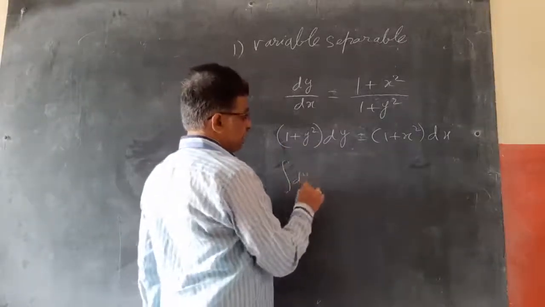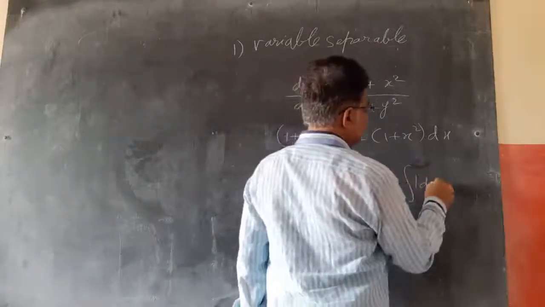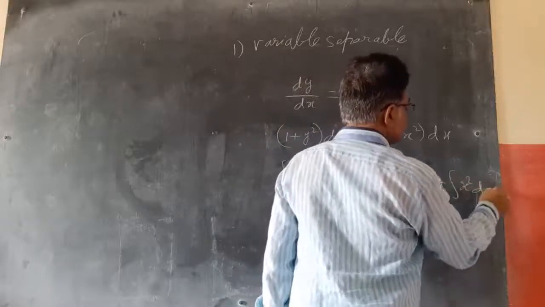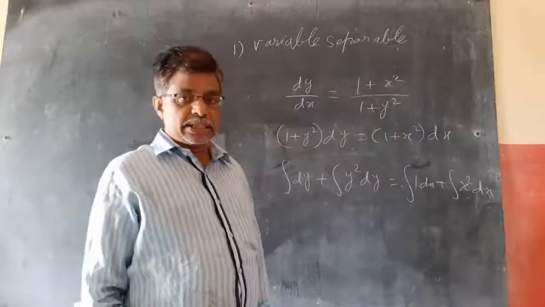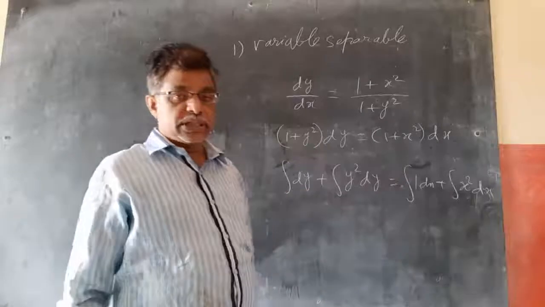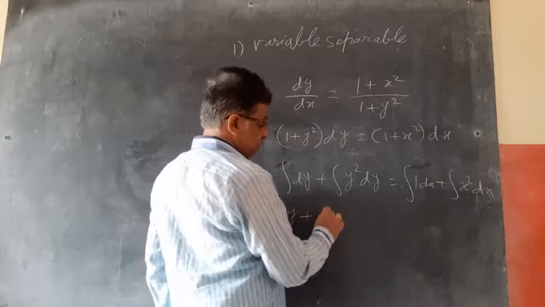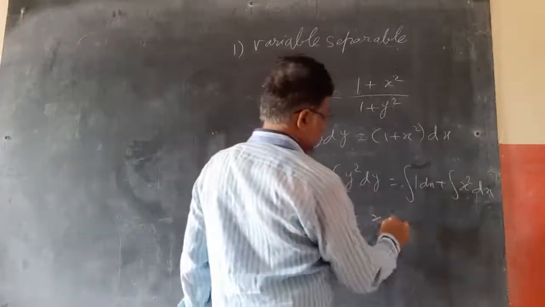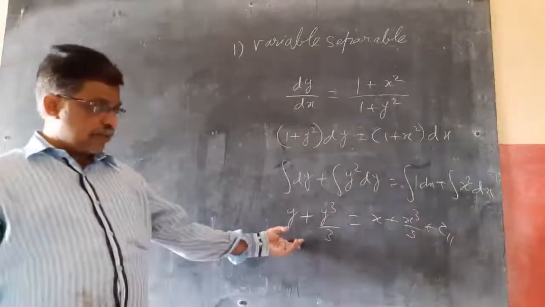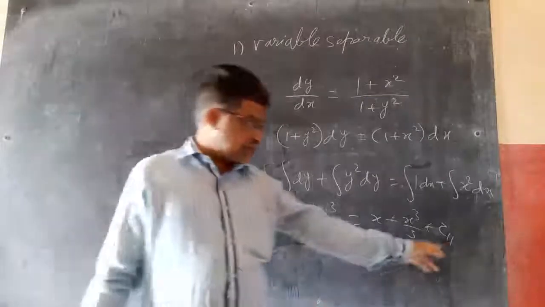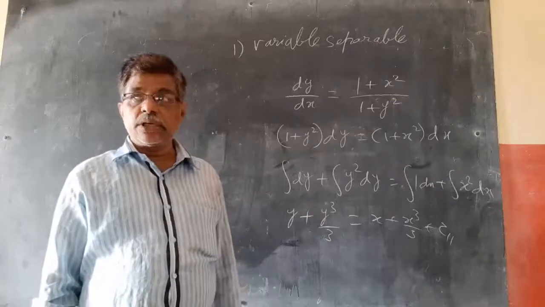This becomes integral of 1 dy plus integral of y square dy equal to integral of 1 dx plus integral of x square dx. So if it is a variable separable type, put all the y's with dy on one side, all the x's with dx on the other side, then integrating on both sides gives you the general solution. That is y plus y cube by 3 equal to x plus x cube by 3 plus c. If you solve this equation, you will get this differential equation. There is only one constant, so differentiate one time and you will get the equation. So this is one way of doing it.